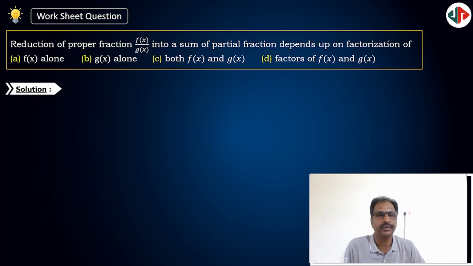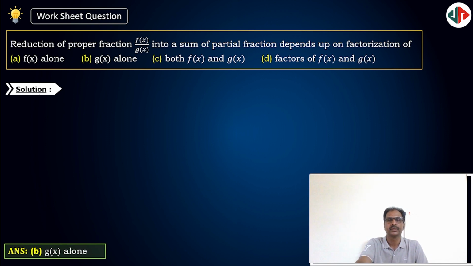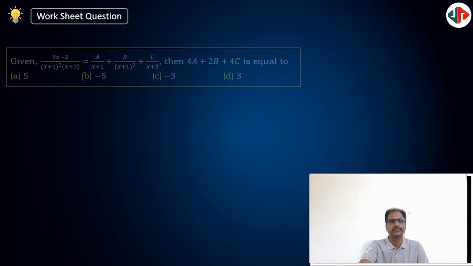Next, reduction of proper fraction f of x by g of x into sum of partial fractions depends upon. So the type of partial fraction depends upon the factors which you get in denominator, that is g of x. So it's a theoretical question. Option B is the correct answer. The type of partial fraction depends upon the factors which you have in denominator, that is g of x.